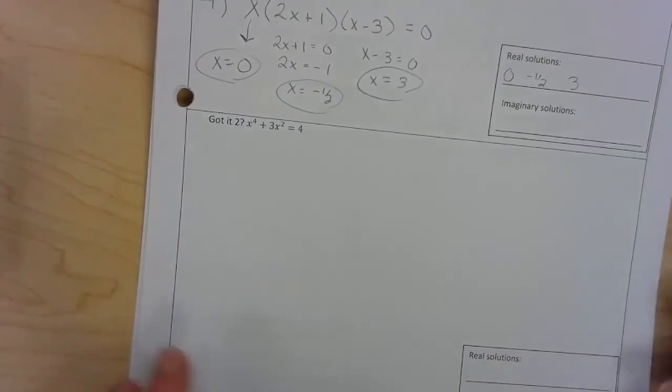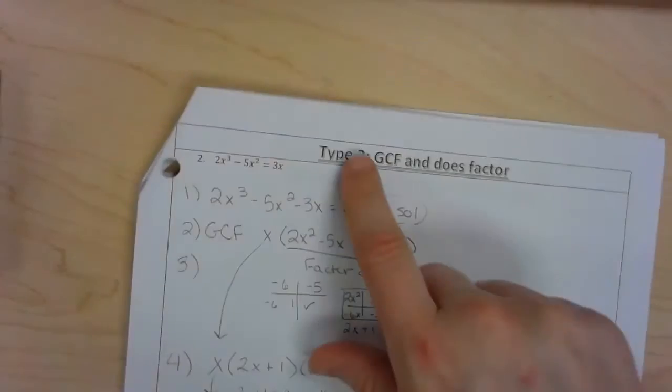I did that problem very fast. If you need to pause it or slow it down, please do so. Got it, number 2. This is going to be a GCF, and it does factor. So let's take a look.